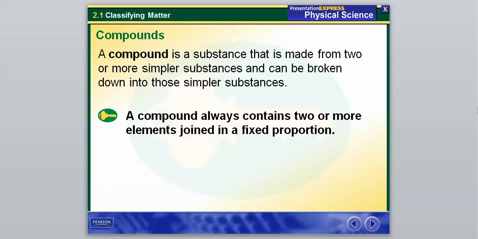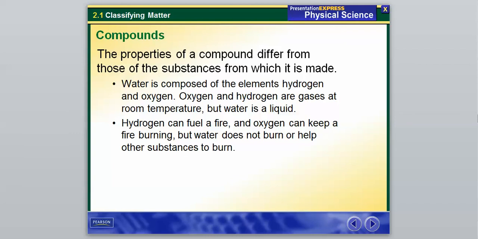Our next pure substance, to wrap this up, is a compound. A compound is a substance that is made from 2 or more simpler substances and can therefore be broken down into those simpler substances. A compound always contains 2 or more elements joined in a fixed proportion. So a compound can be broken down farther. However, a compound will always have the same arrangement of elements inside it, the same throughout the entire compound. And the properties of a compound differ from those of the substances from which it is made.